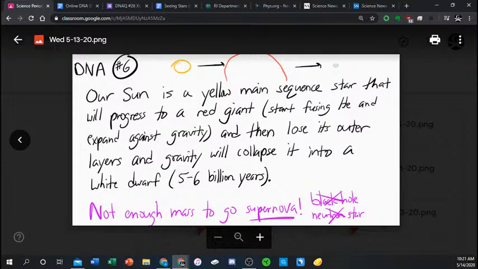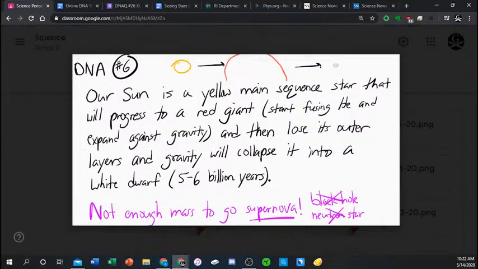That can go for a very long time. You keep feeding it charcoal. Alright? Our Sun is a yellow main sequence star that will progress to a red giant. Then it will become a white dwarf. A lot of people in the evaluate section miss that part. They miss this red giant part. I want you to tell me that it was going to be a red giant before a white dwarf.